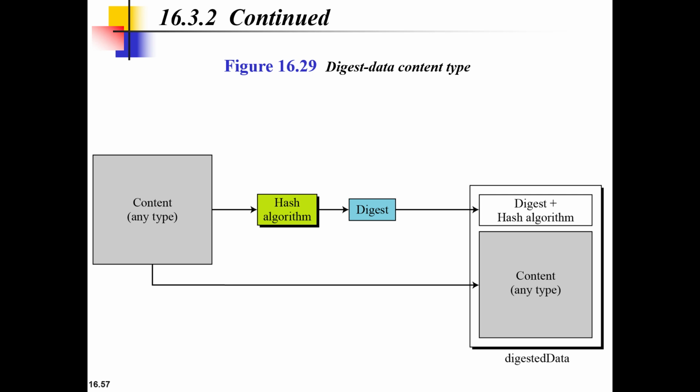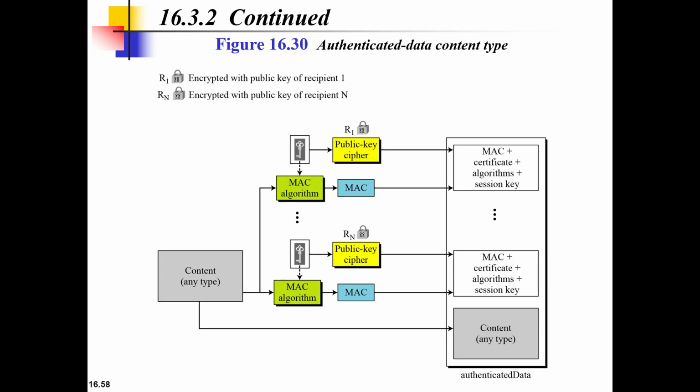Next is authenticated data content type. This type is used to provide authentication of the data. The object is called authenticated data. Figure 16.30 shows the process.